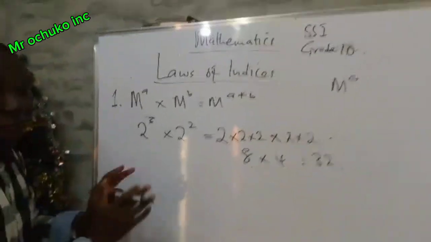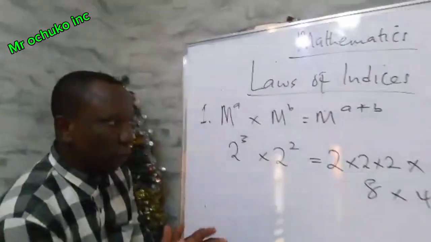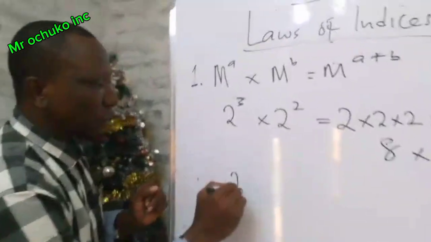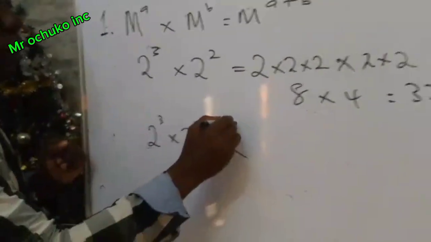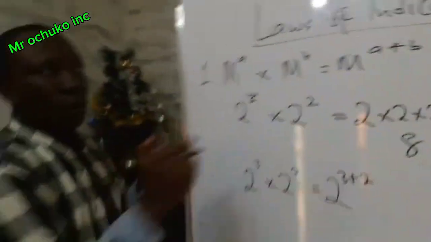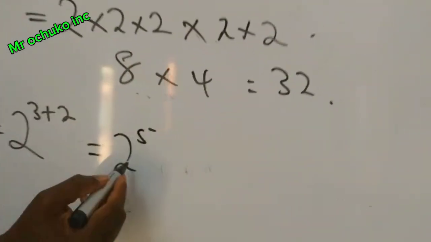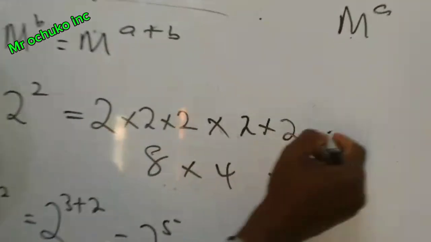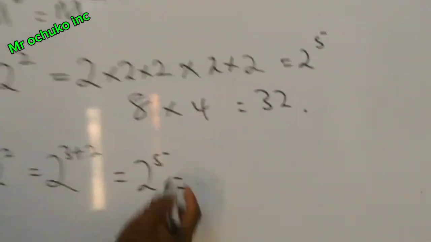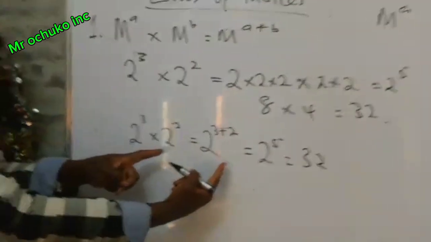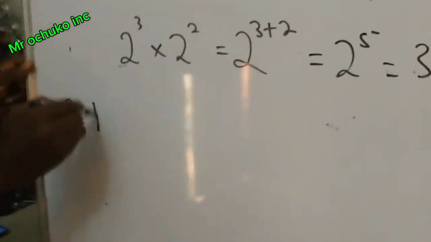You see that now? By expansion. But let me try to apply indices, because indices make the work easy for us. If I want to apply indices, I will just say 2 raised to power 3 times 2 raised to power 2 becomes 2 raised to power 3 plus 2 by the law of indices, which gives us 2 raised to power 5. You can see that this 2 raised to power 5 is the same thing as we have here. So whatever answer I have here will still be the same answer here. You can see the indices make the work easy for us. Another law of indices is division.